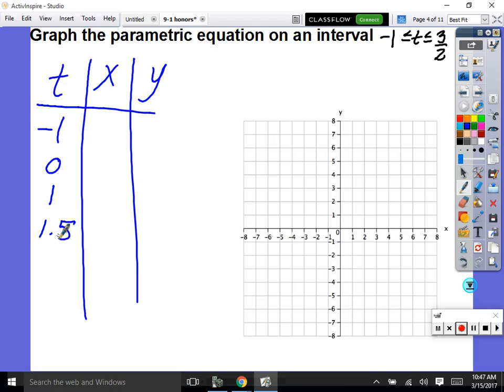Okay, let's plug in, so our x, oh, what the heck? I didn't even write it down. Sorry, guys. Where x is 4t squared minus 4 and y equals t. Y equals t is what I meant to say.